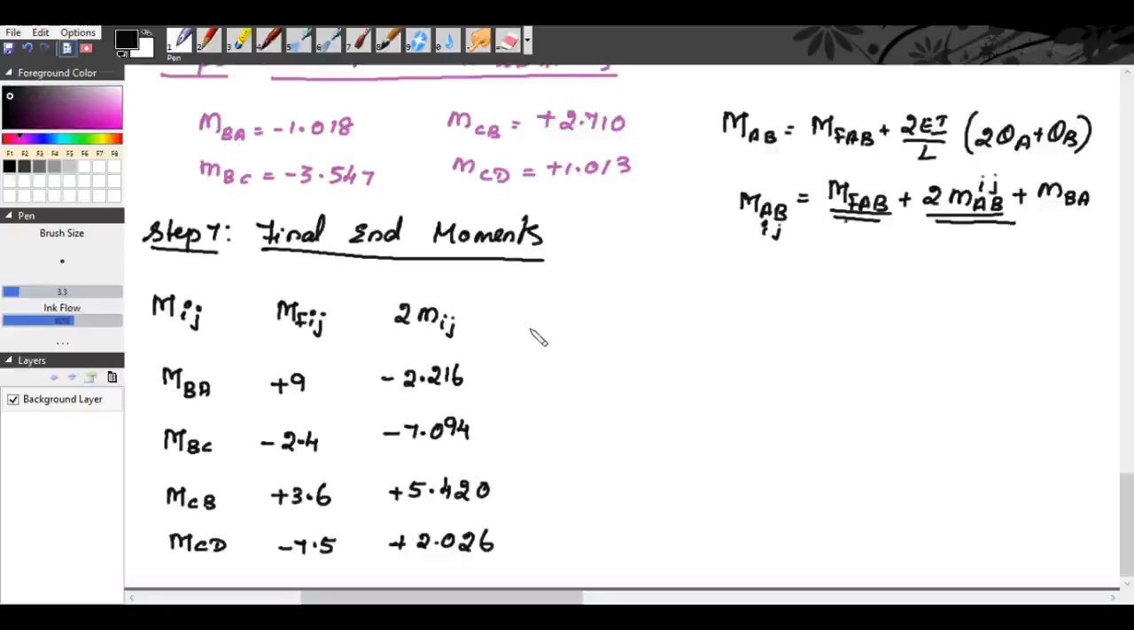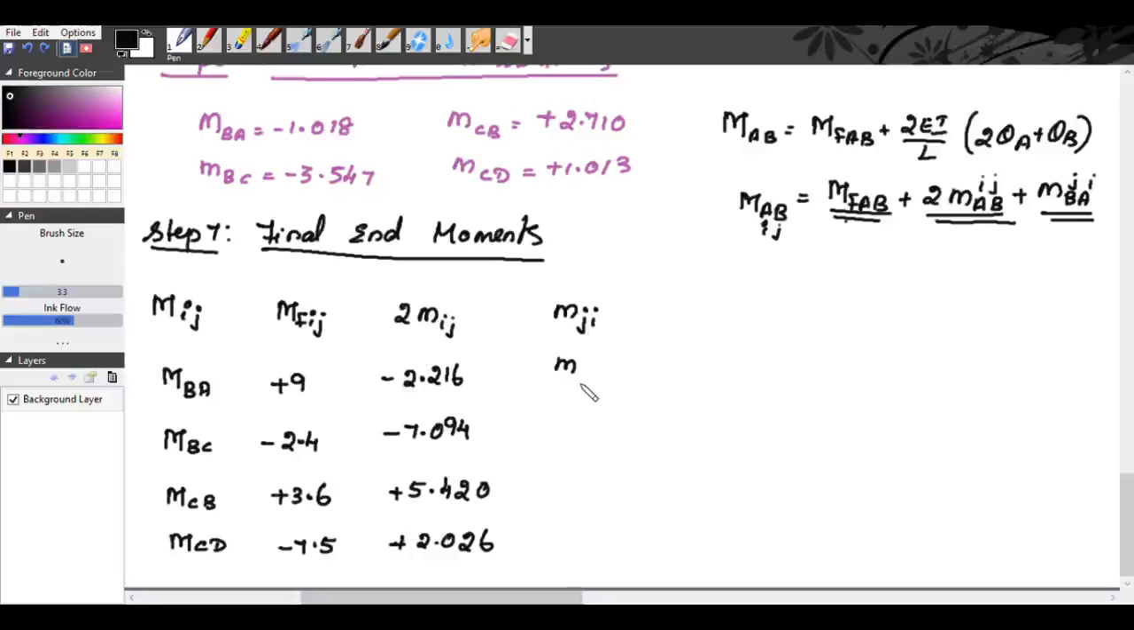So next is MBA plus, right? 2.710 multiplied by 2 we get. A plus is I, B is J. So it is MJI. So MJI, MCD. Here you have to write 0.013 multiplied by 2 we get plus 2.026. So that is the meaning of this.